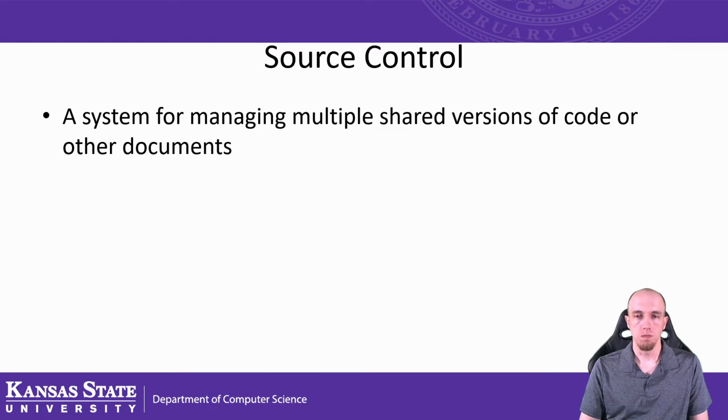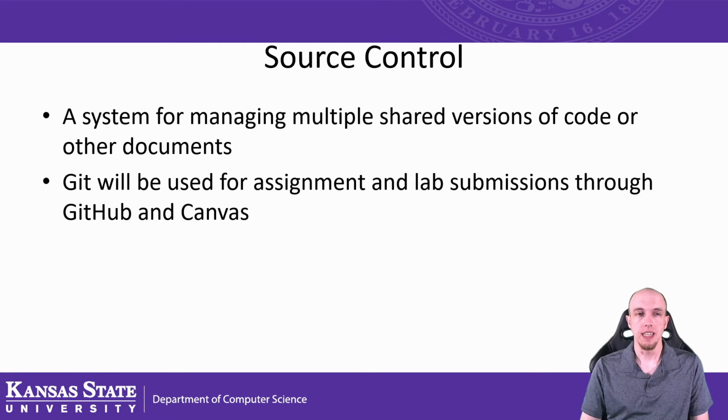Source control is basically just a system for managing files, and in this case, code. Or you can include that in other documents like Word and PowerPoint and other things. But specifically, the method of version control that we'll be using is Git. Git is a highly specialized version control or source control system designed specifically for code.